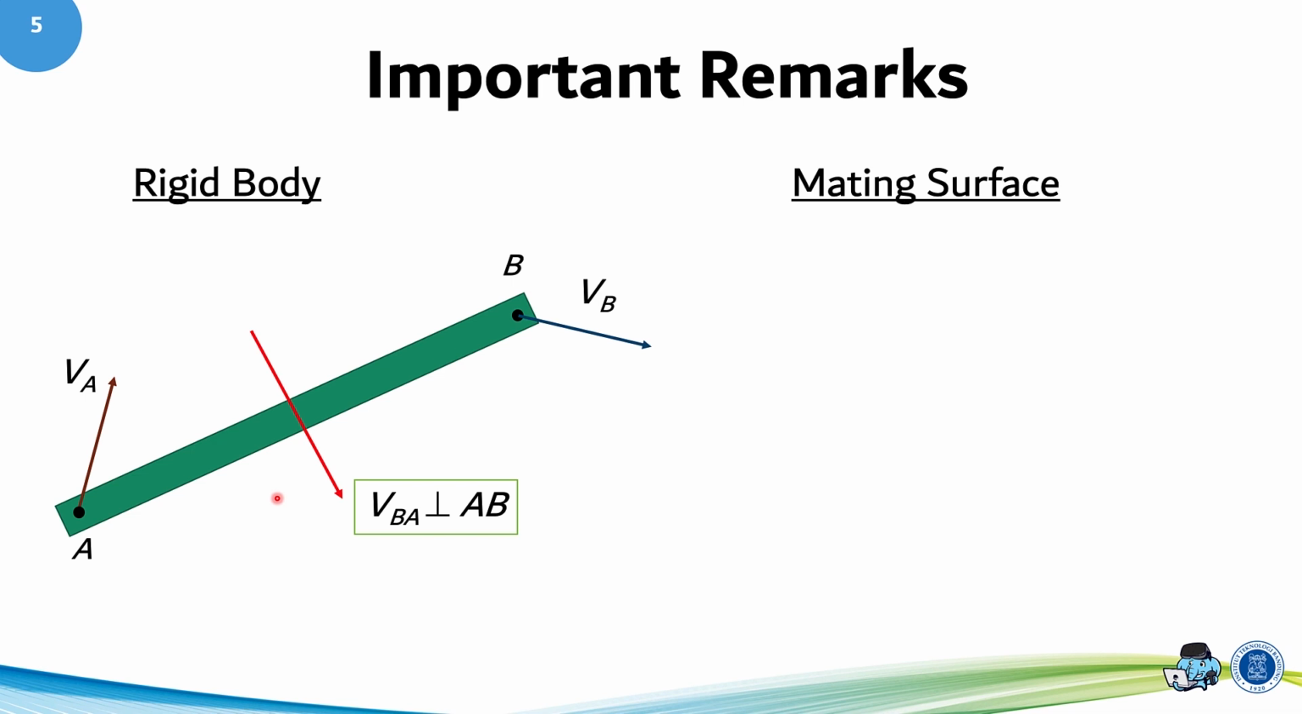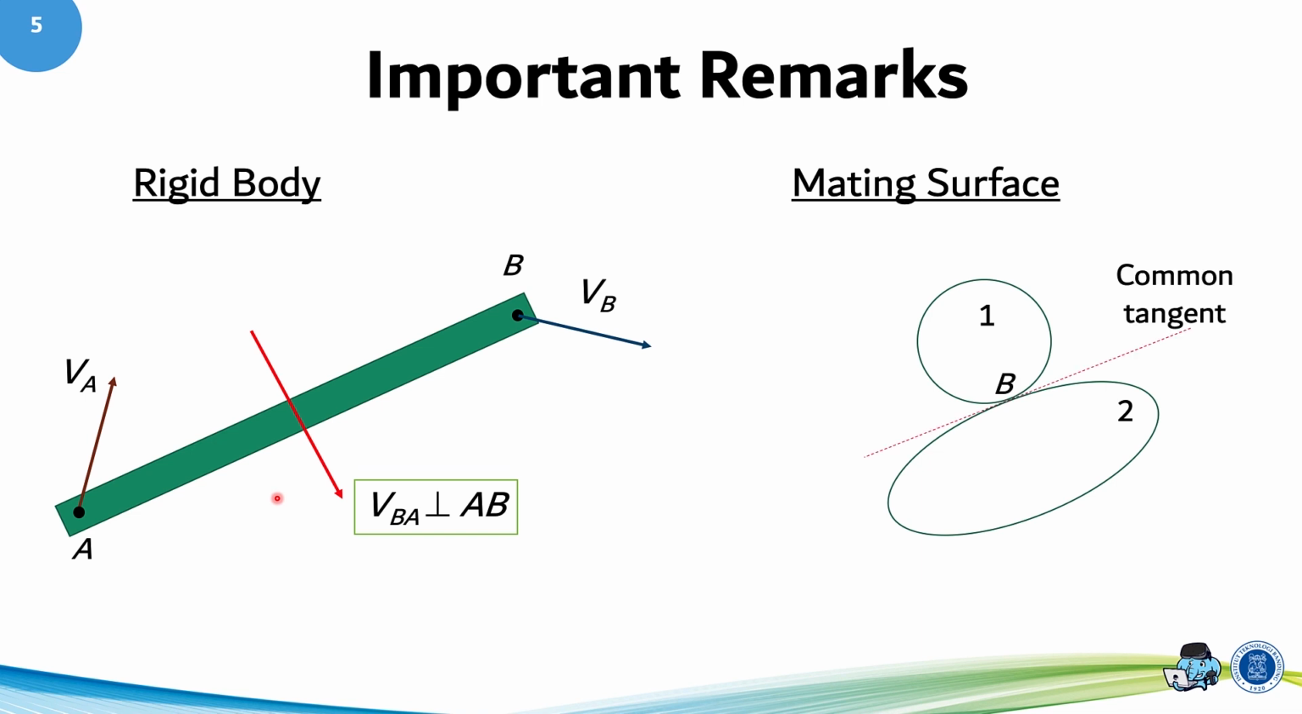The second concept is about the mating surface. The mating point is indicated by the point B. Here is the common tangent line. In the mating surface, we have VB1 for link number 1 and VB2 for link number 2. Because they cannot penetrate or detach, the relative velocity VB2B1 should be in the direction parallel to their common tangent. We will use these two concepts in the velocity analysis by the Polygon Method.